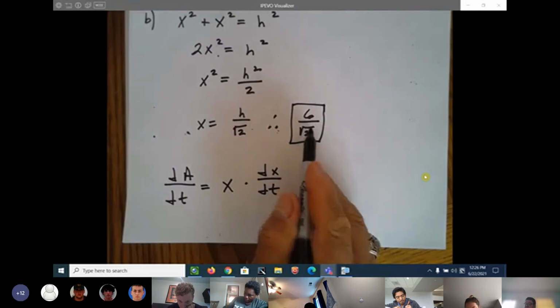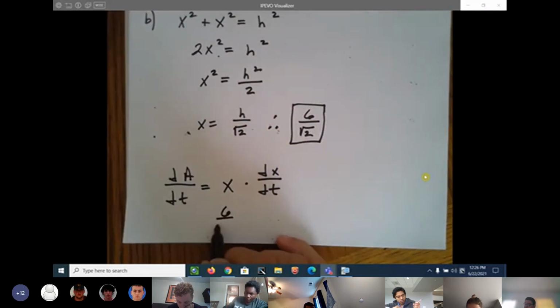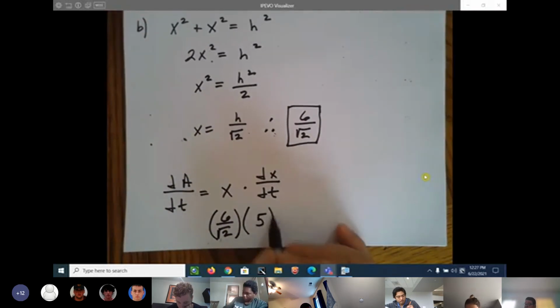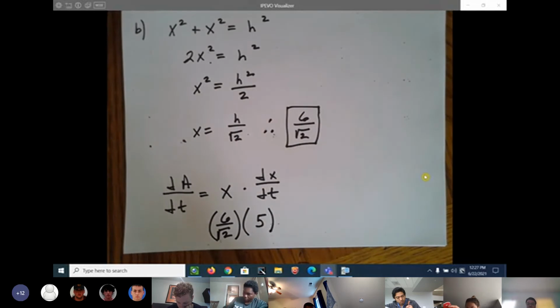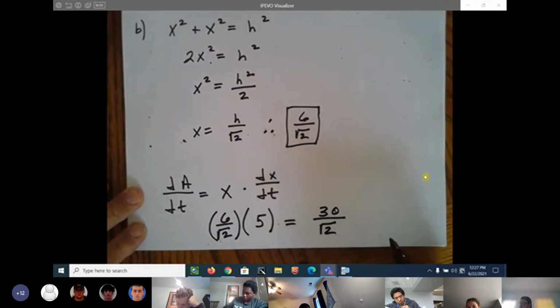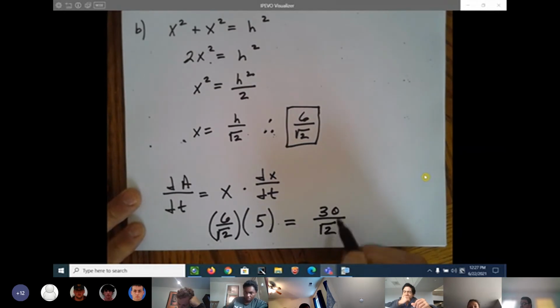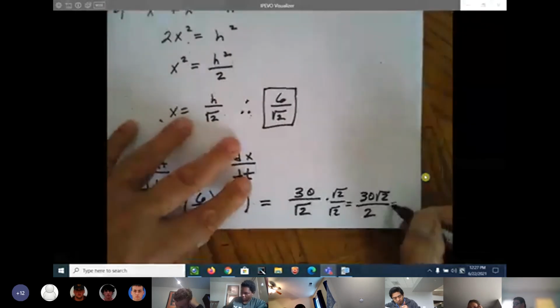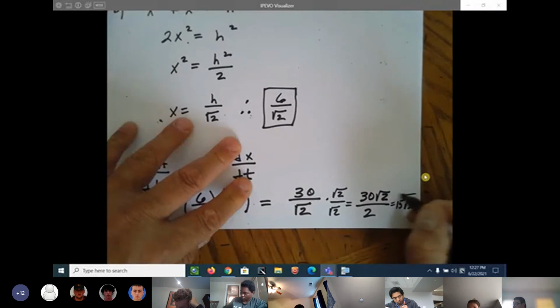And what is x? x is 6 over the square root of 2, times 5, and I get 30 over the square root of 2. And since there's a radical in the denominator and this is an answer, I'm going to multiply by the square root of 2 over the square root of 2, which is 30 square root of 2 over 2, which is 15 square root of 2.